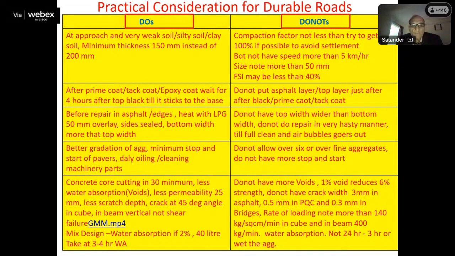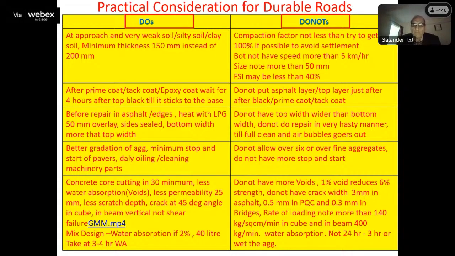Right? If you need a better riding quality, most important part, only two: minimum stop and start of the paver, and actual gradation, you will 100% get good riding quality. The main factor: oversized aggregates are not being removed by the plant. Over fine particles are not being removed from the plant. Aggregate is not properly graded. You are not properly cleaning the machinery daily. With this, you will get very good riding quality.